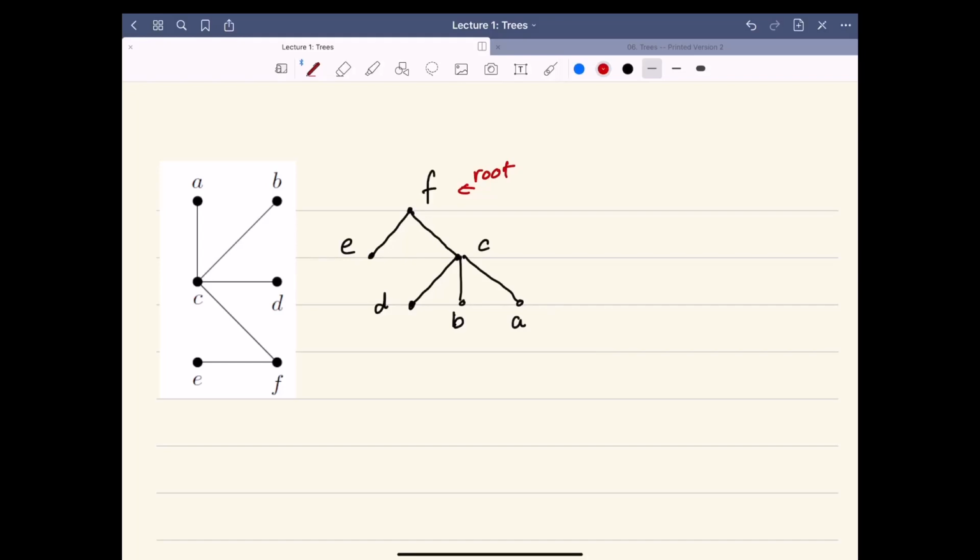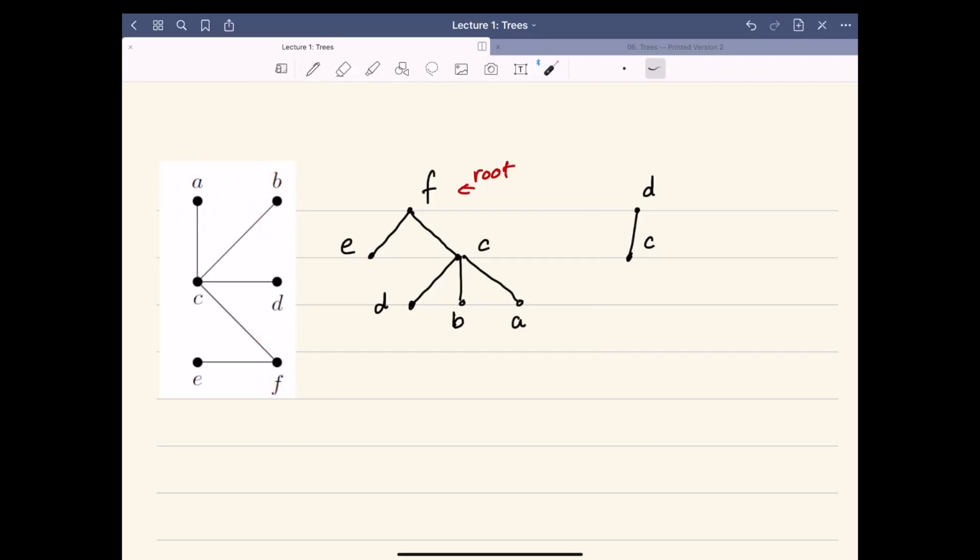So G1 is drawn now as a rooted tree. Now what if we select another vertex as the root? For example, let us select D. And now since D is only adjacent to C, we will draw C in a lower level than D. Now C is adjacent to other vertices than D: F, B, and A.